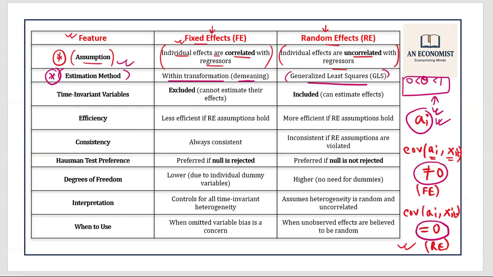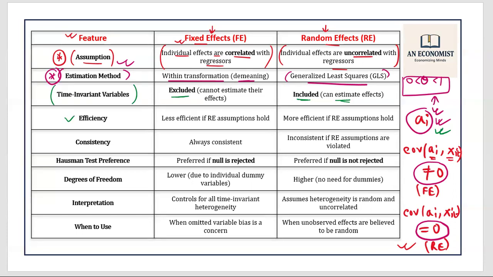These are the two basic differences between the fixed effect and the random effect model. If you understand this, the rest becomes very easy. The third point is the time invariant variable. In the fixed effect model, it is excluded, so we cannot work with this time invariant factor and we simply exclude it. But in the random effect model, this time invariant factor is included. It will help us to estimate the model. Number 4 is efficiency.